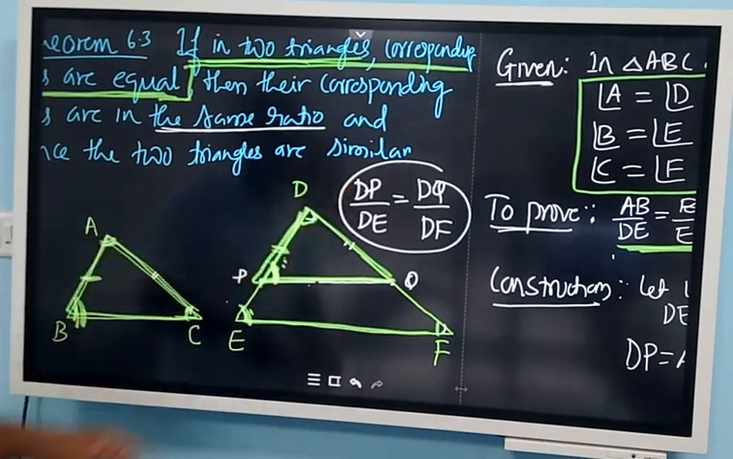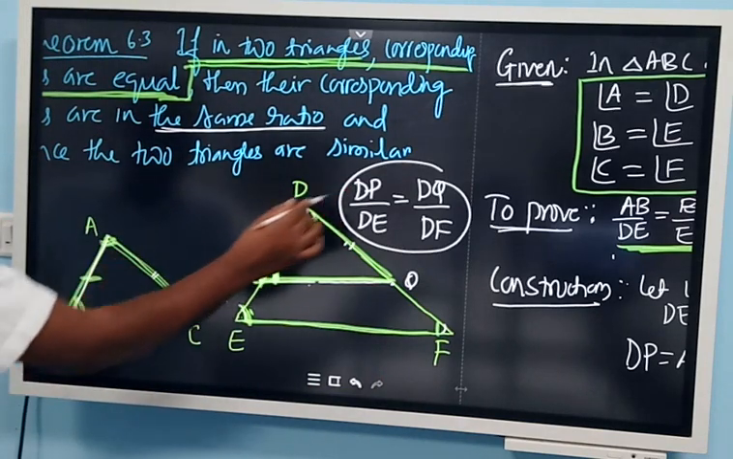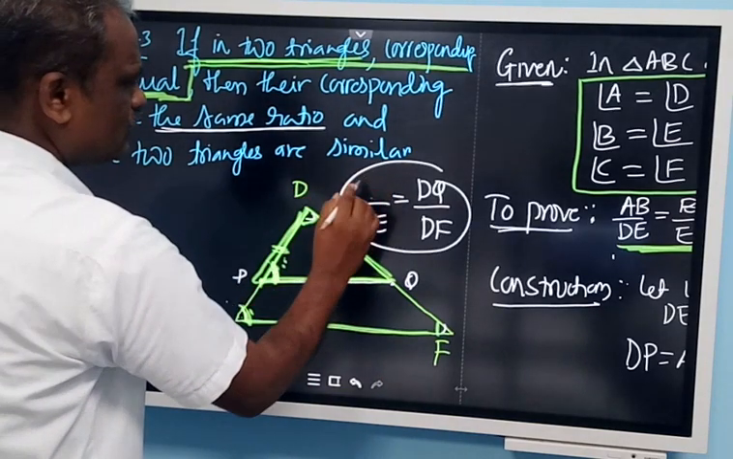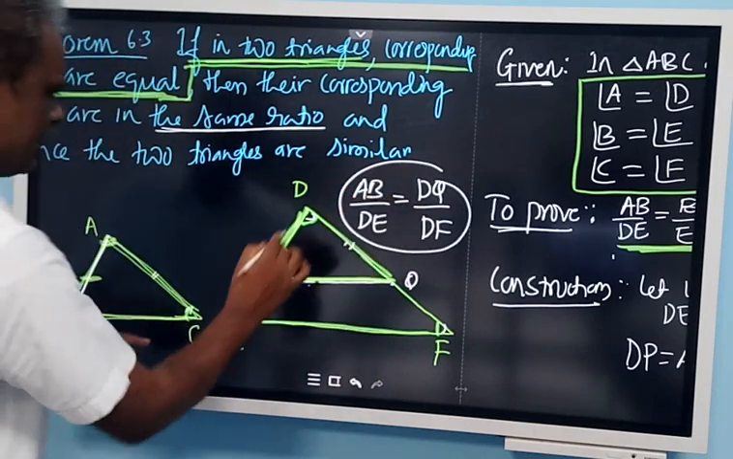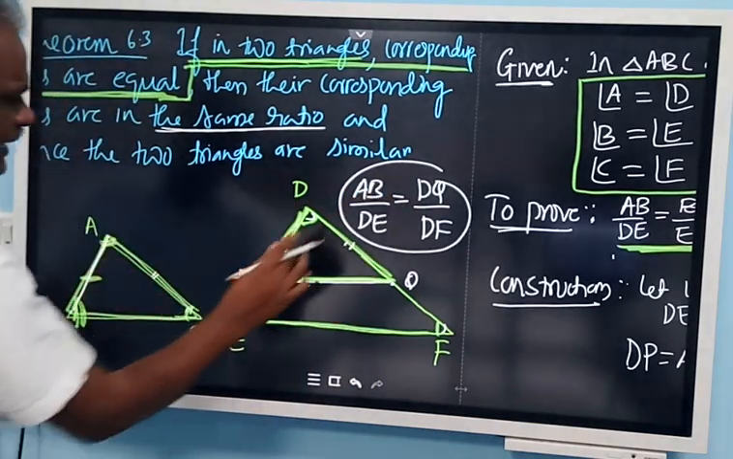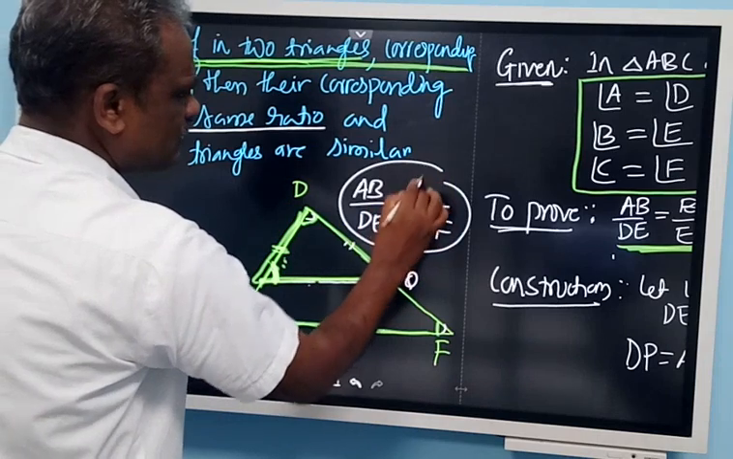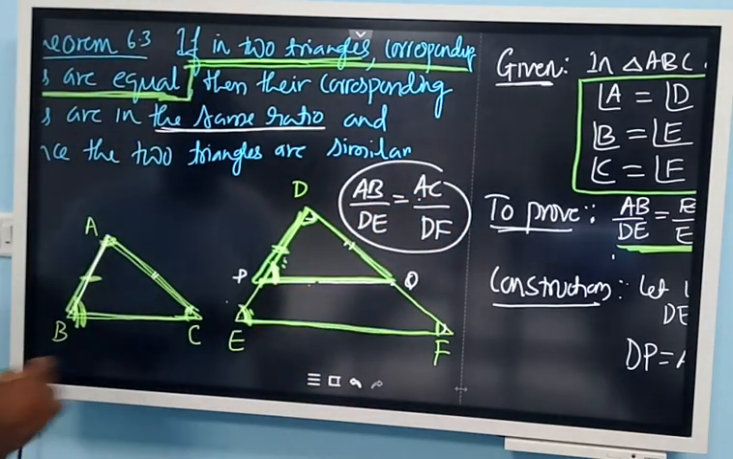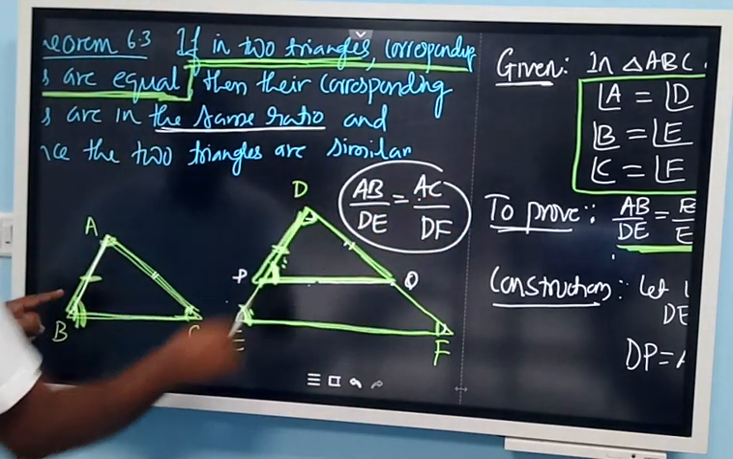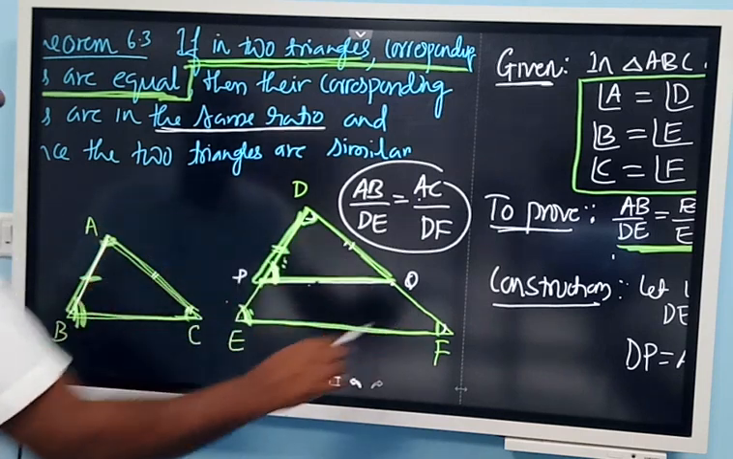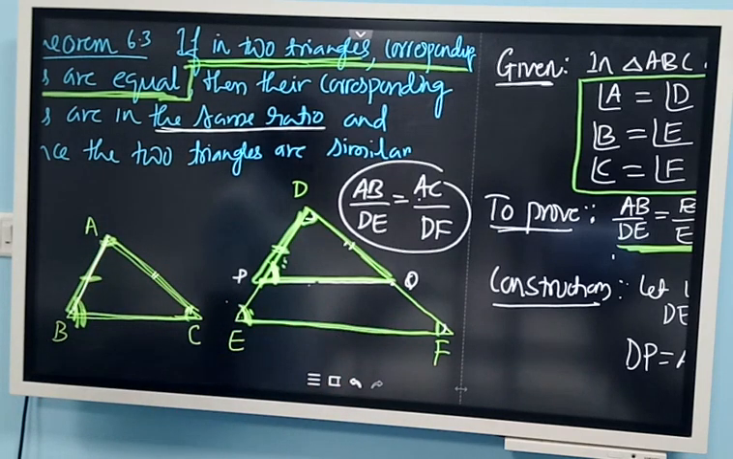But you replace this DP as AB. Here you can write AB. And DQ, this side, as AC. You change this one as AC because both are equal. What did you get now? AB by DE is equal to AC by DF. You got the two sides in the same ratio.